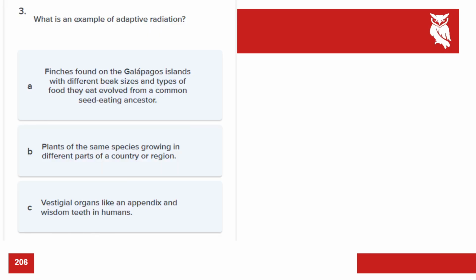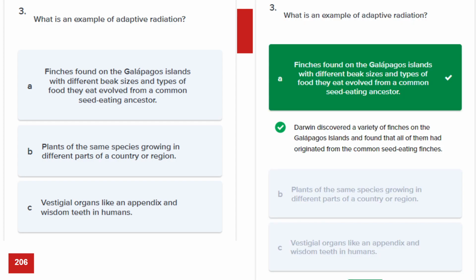What is an example of adaptive radiation? A, finches found in Galapagos Islands with different beak sizes and types of food they eat evolved from a common seed-eating ancestor. B, plants of the same species growing in different parts of the country or region. Or C, vestigial organs like the appendix and wisdom teeth in humans. So the correct answer is A, finches found on the Galapagos Islands with different beak sizes and types of food they eat evolved from a common seed-eating ancestor.